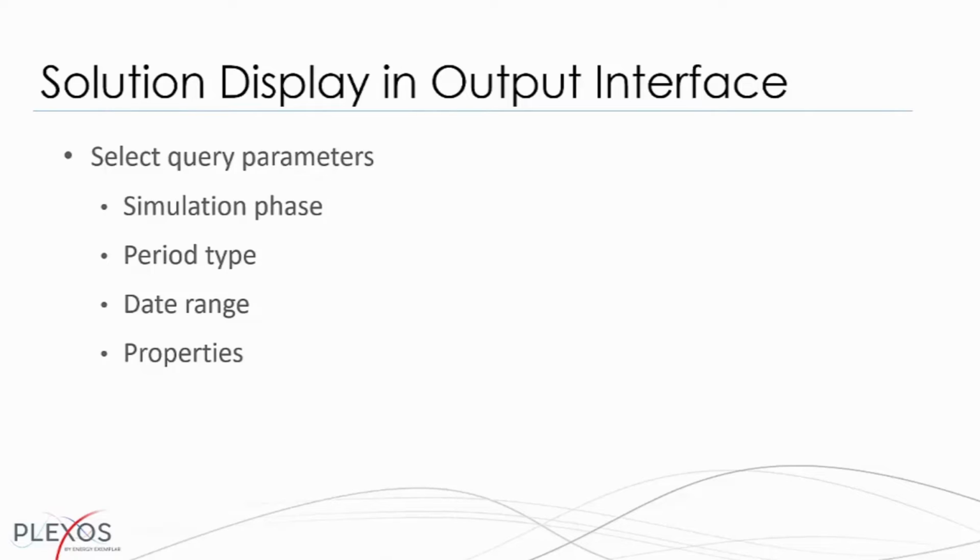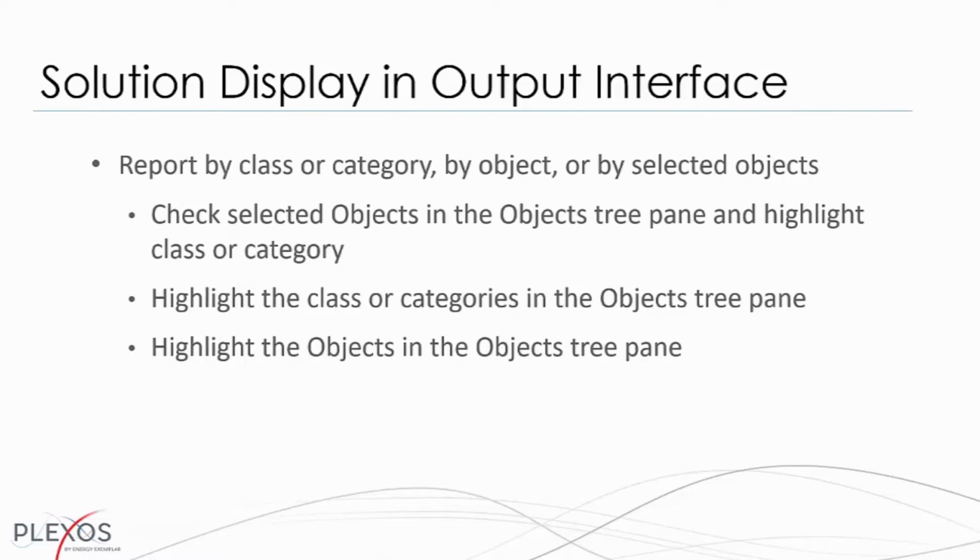Select query parameters. We can choose simulation phase, period type, date range, and properties. Report by class or category, by object, or by selected objects. Check the selected object in the object tree pane and highlight the class or category. Highlight the classes or categories in the objects tree pane. Highlight the objects in the objects tree pane.